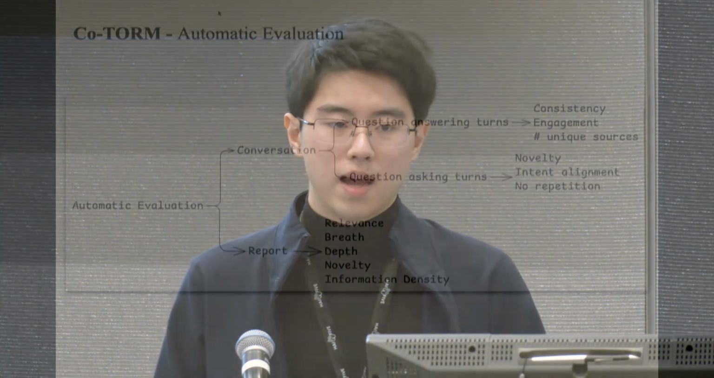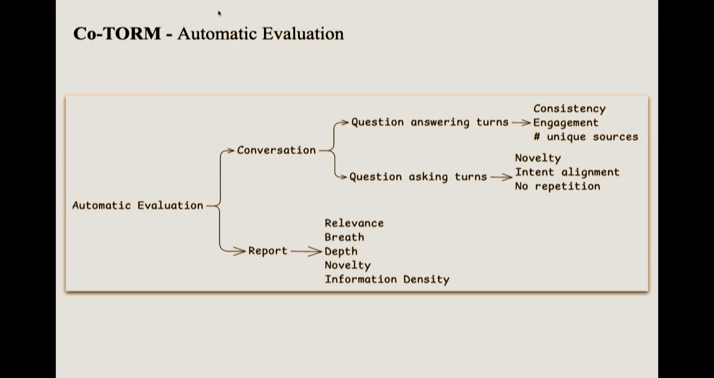For automatic evaluation, we evaluate the whole process by focusing on both the conversation process and the final report. For the conversation, we further break down into question-asking turns and question-answering turns because they have different focuses. For question-answering turns, we focus on consistency, engagement, and the number of unique sources, which contributes to information diversity. For question-asking turns, we evaluate question novelty, whether the question is of the user's interest, and whether it has no repetition across the whole conversation.